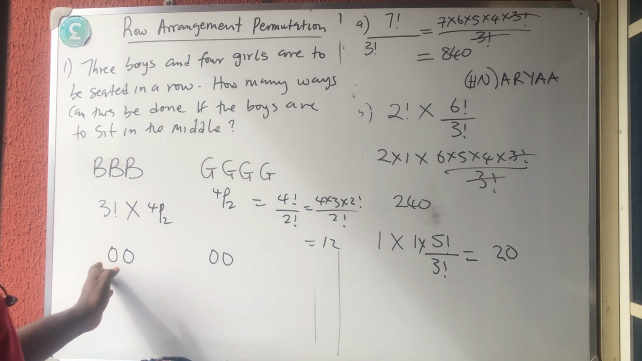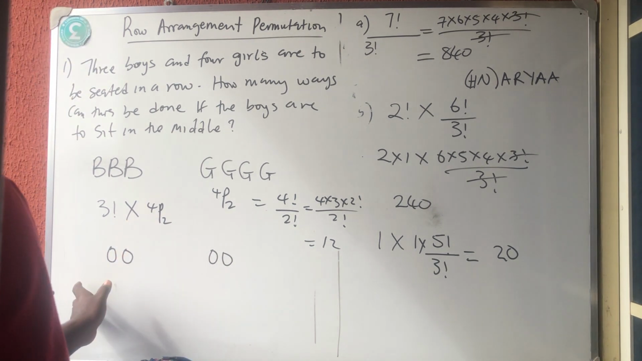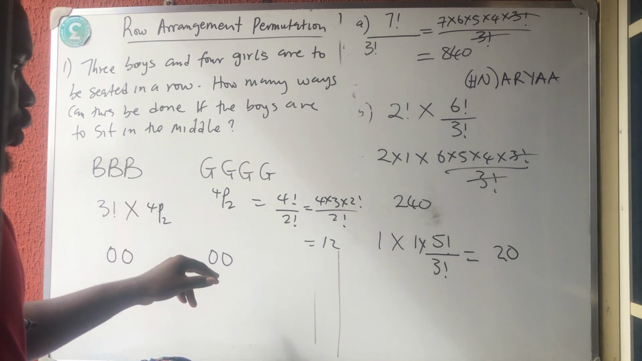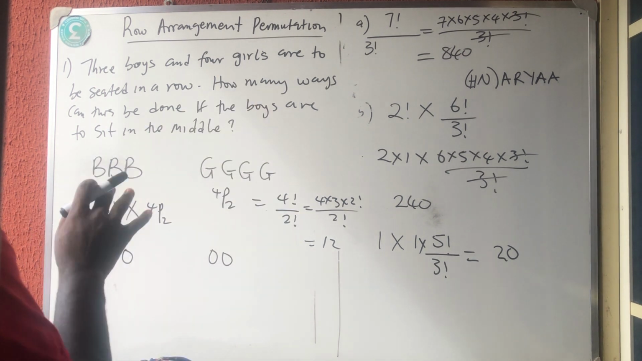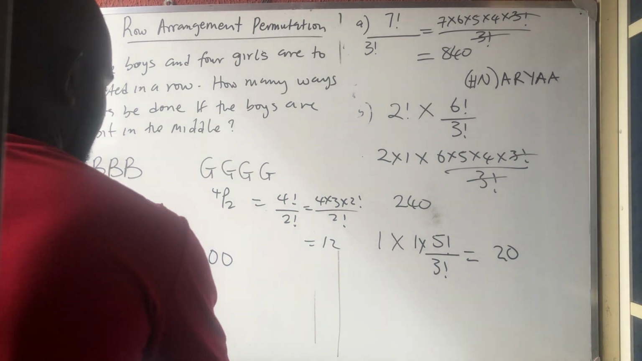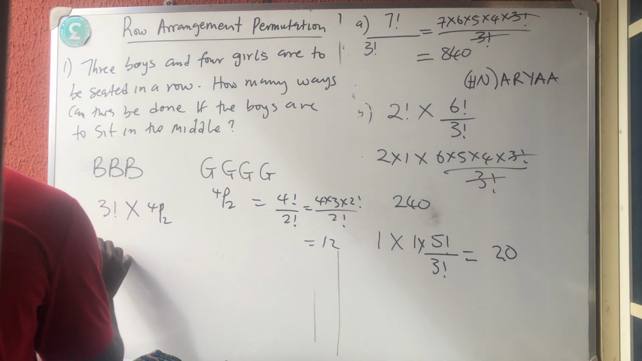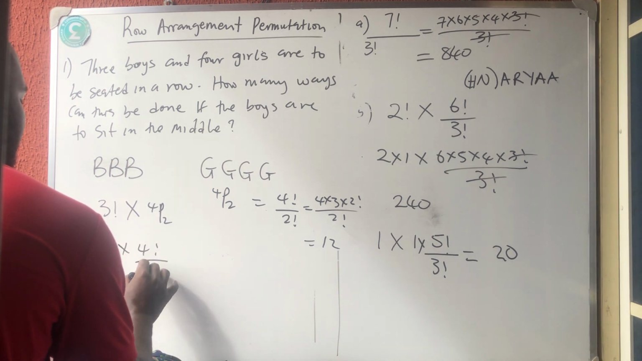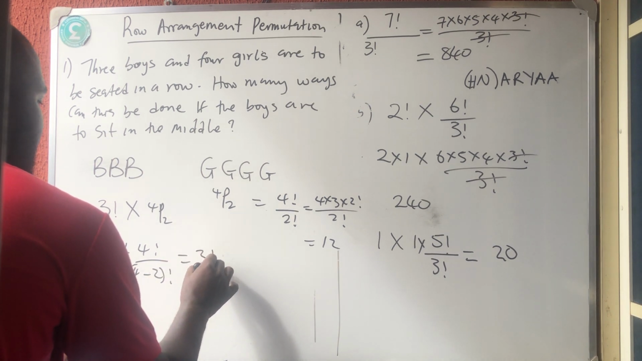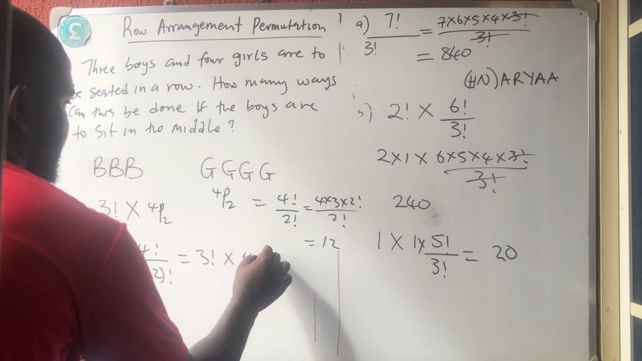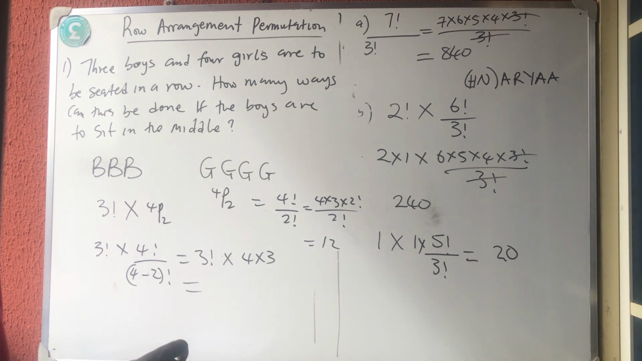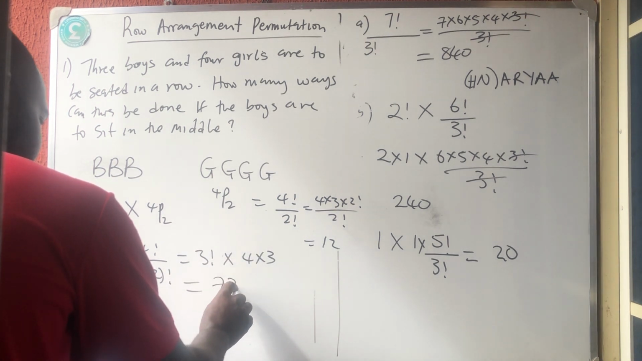Which means 2 people can be here, and the other 2 people will be here. So 4 of them are being arranged with only 2 spaces for them. That is 4 permutation 2. So your answer is 3 factorial times 4 factorial over (4 minus 2) factorial, which is 3 factorial times 4 times 3. Get your answer and we are okay. Everything gave us 72 ways.